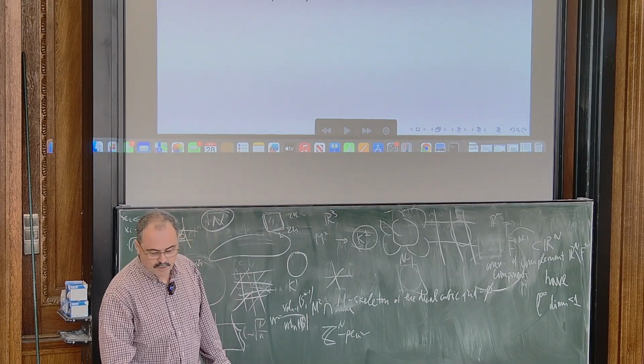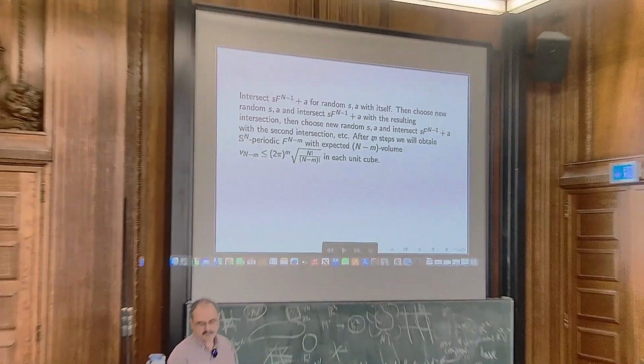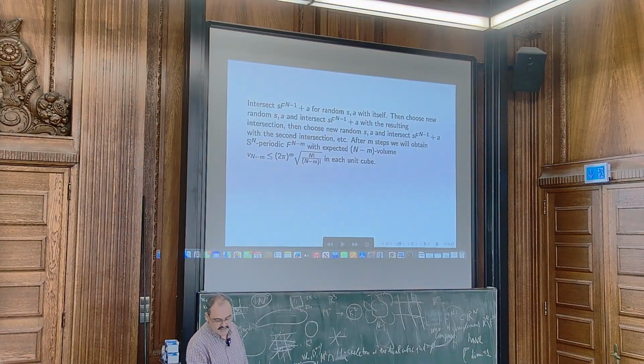F n minus 1, and we could calculate this volume a little bit carefully. The exact upper bound that will come from bounds for the area of the form that I didn't tell you about will look like 2 pi to the power m square root of n factorial divided by n minus m factorial. And of course that's bad, because what we have here behaves roughly like square root of this large capital N to the power m.